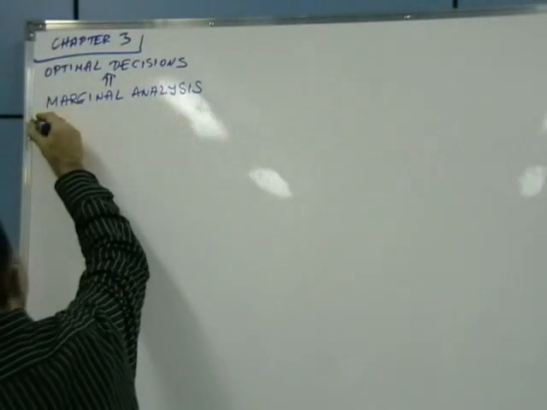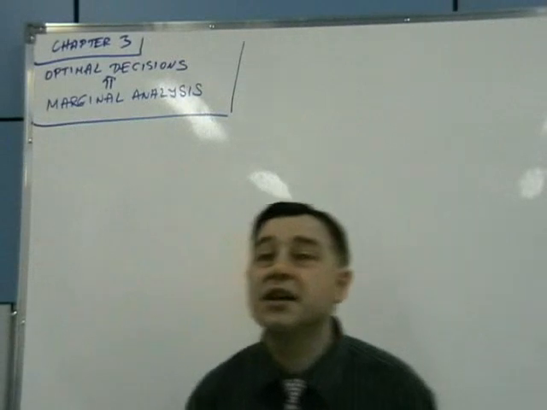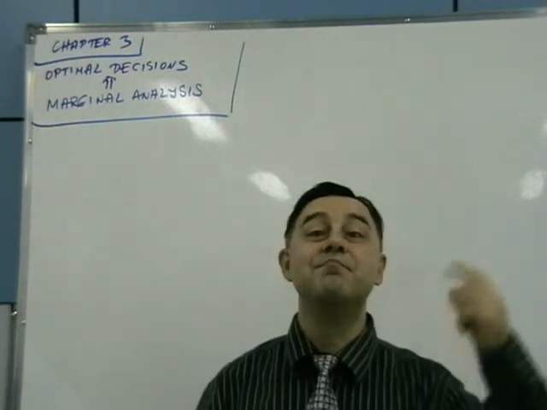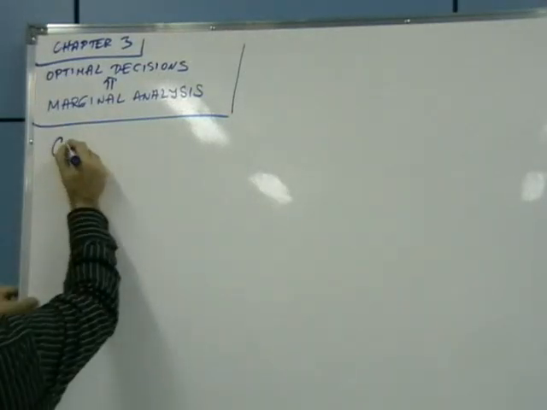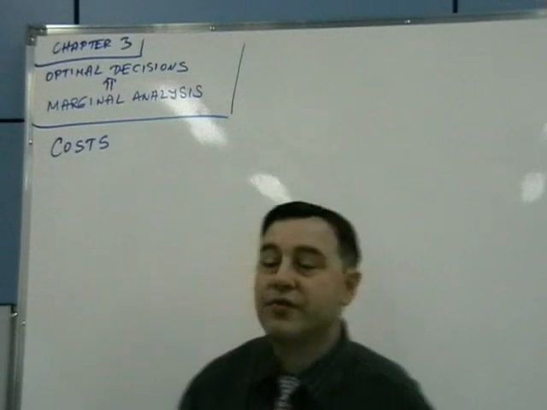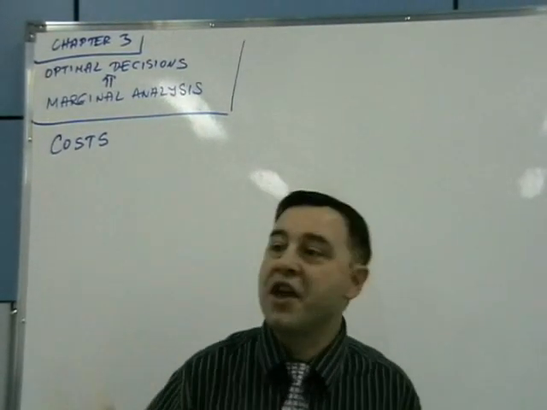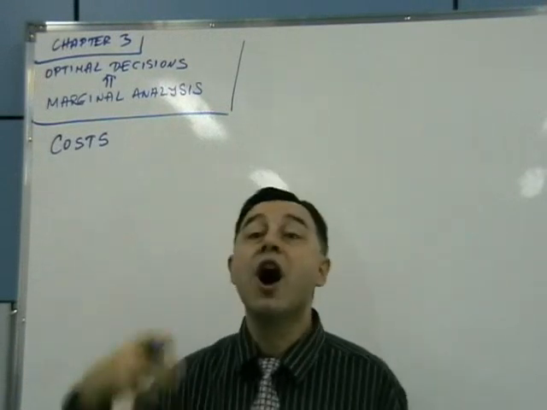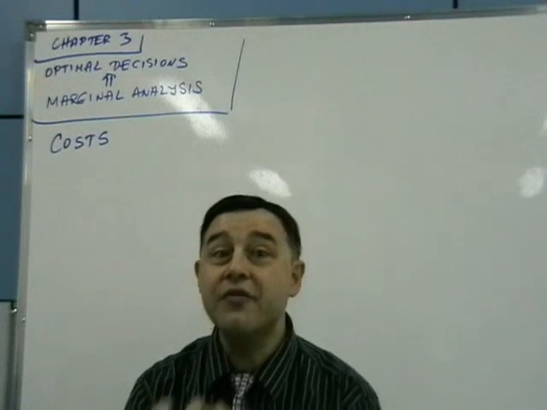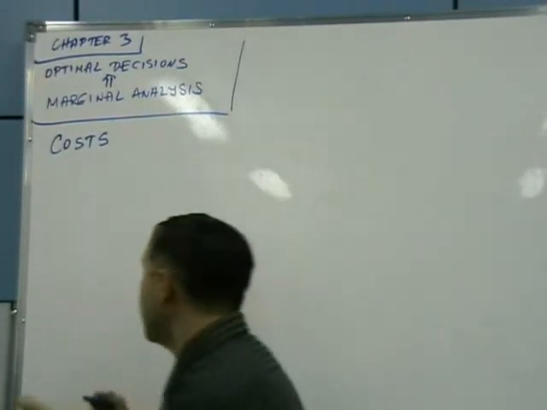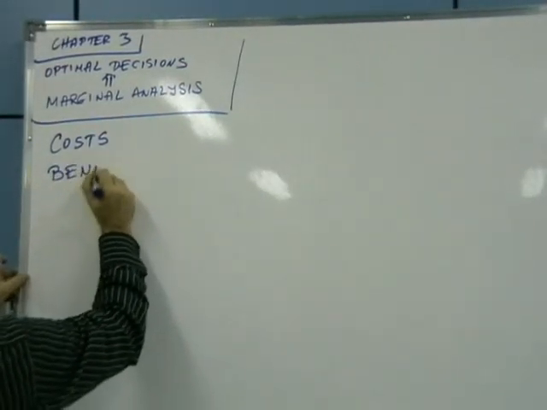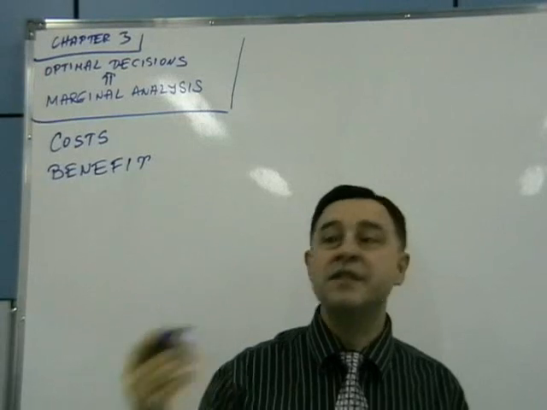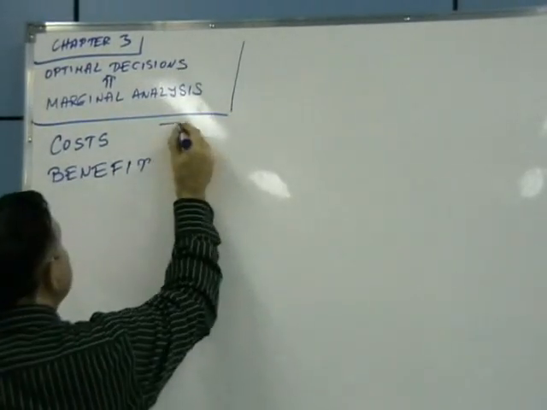All right, so what do we have here? First of all, what are optimal decisions and marginal analysis? It is about two basic things in economics, not demand and supply, but benefits and costs. Costs, remember from probably the first lecture, is something or a resource of value which you must sacrifice in order to obtain something else. Whatever you obtain, you get some benefit. So costs and benefits.